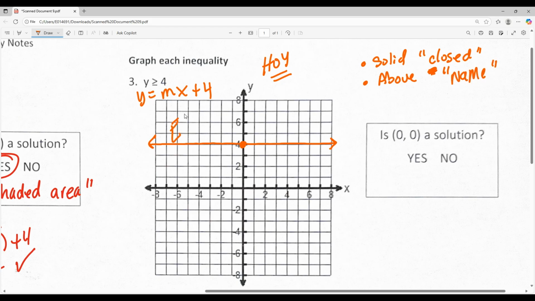So I'm going to write my name on the line. So that means I want to shade the side that has my name. Let's do purple. Is 0, 0, that's the point 0, 0, in the non-shaded region? Yes, so it is not a solution.